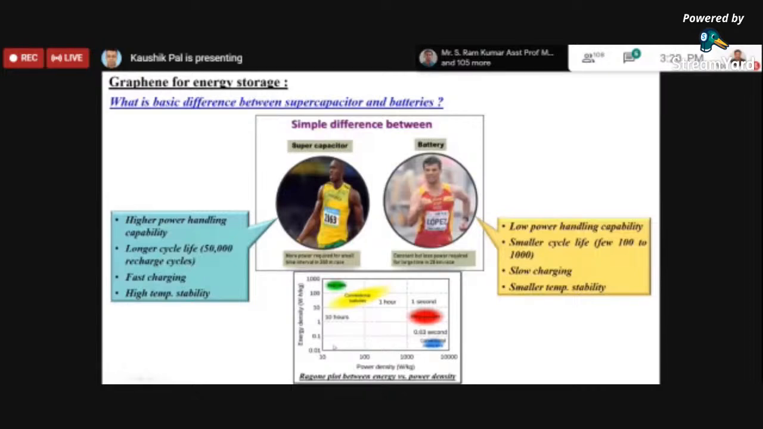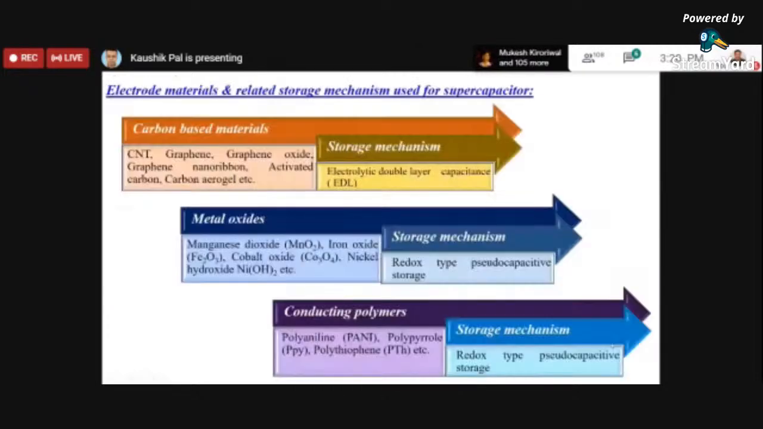So now electrode materials and related storage mechanisms used for supercapacitors. Basically the carbon-based materials people are using, like carbon nanotubes, graphene, graphene oxides, graphene nanoribbons, activated carbon. So you are activating the carbon to energize it, carbon aerogel. So basically the storage mechanism is known as the electrical double layer capacitance, EDLC.